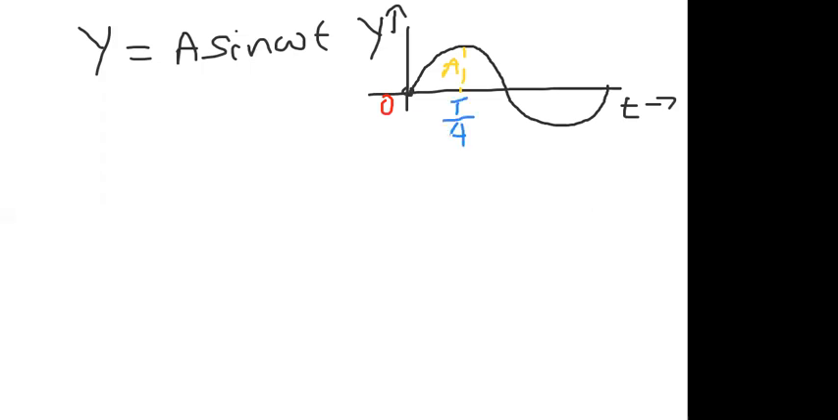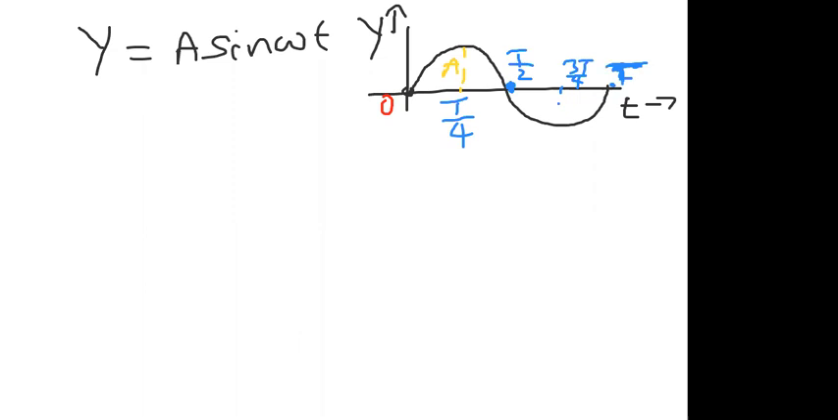Here the time period is T by 4. Here the time period we can write as T by 2. Here again the time period I can write as 3T by 4. And here again I can write the time period as T. T is the time period.